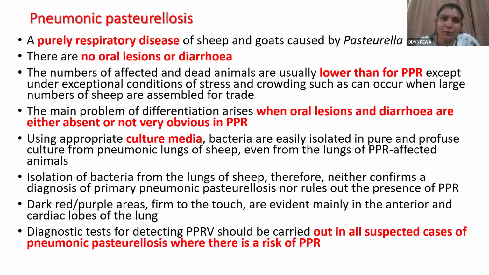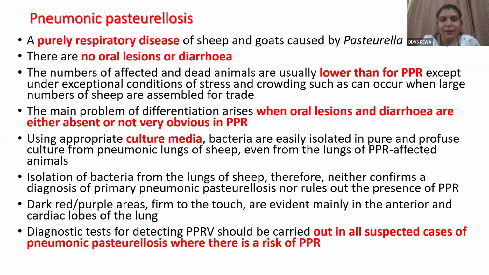And pneumonic pasteurellosis is purely a respiratory disease caused by a bacterium. In this disease, there are respiratory signs, but there are no oral lesions and diarrhea like in the case of PPR, and that may be a differentiating point. But in pneumonic pasteurellosis, the number of affected animals and deaths are lower compared to PPR.